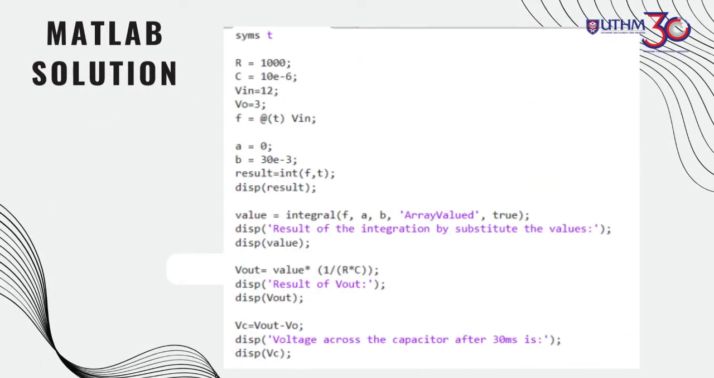Next, let's move to the MATLAB solution. First, we need to list all of the variables. In this case, the variable is t. We do that by typing syms t in our script.